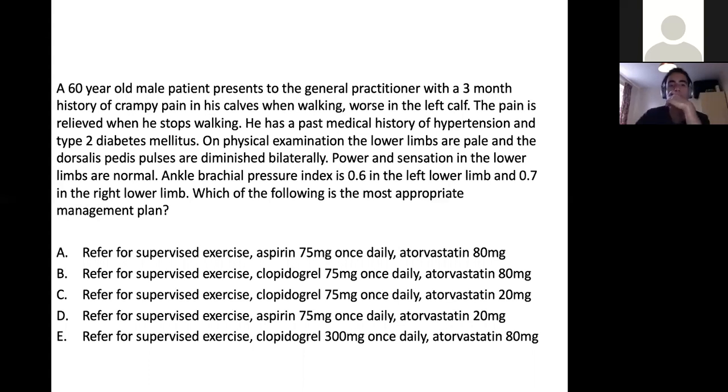Okay, so most people have said B, with A, C, and D being other popular answers as well. Okay, let's go through it.